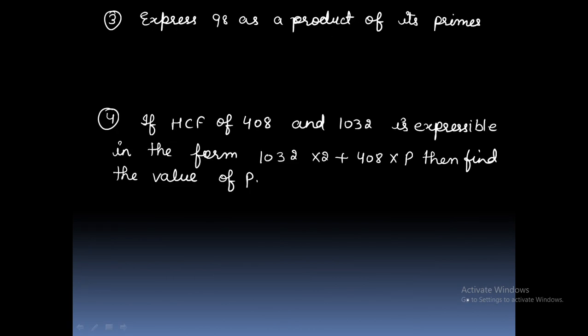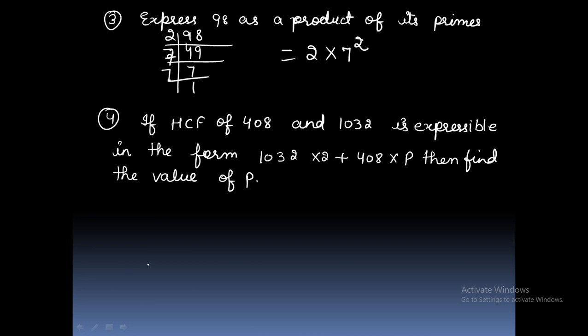Now next question is, express 98 as a product of its prime factors. Find out the factors of 98. 2 4s are 8, 2 9s are 18, 7 7s are 49, 7 1 is 7. We will get the factors as 2 multiplied by 7 raised to power 2.